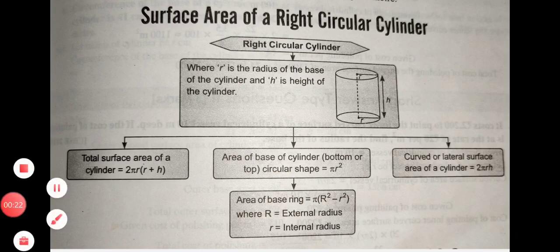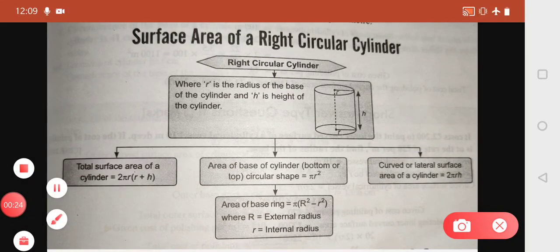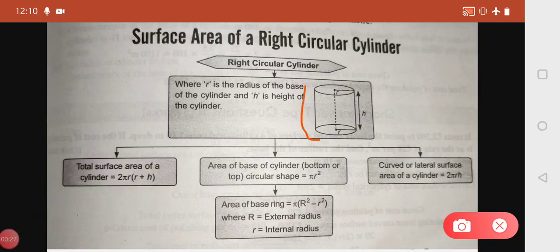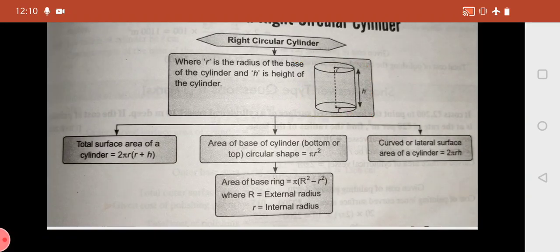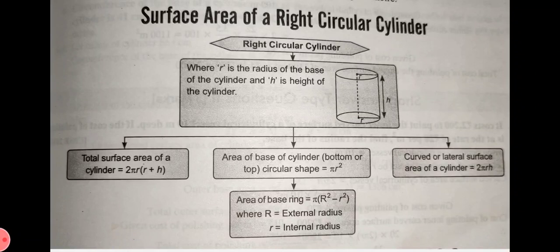As you can see in the figure, this is your right circular cylinder where r is the radius of the base of the cylinder and h is the height of the cylinder. Now, the formulas related to a right circular cylinder, which we in short call a cylinder only: the total surface area, that is TSA of cylinder, is given by 2πr(r + h).